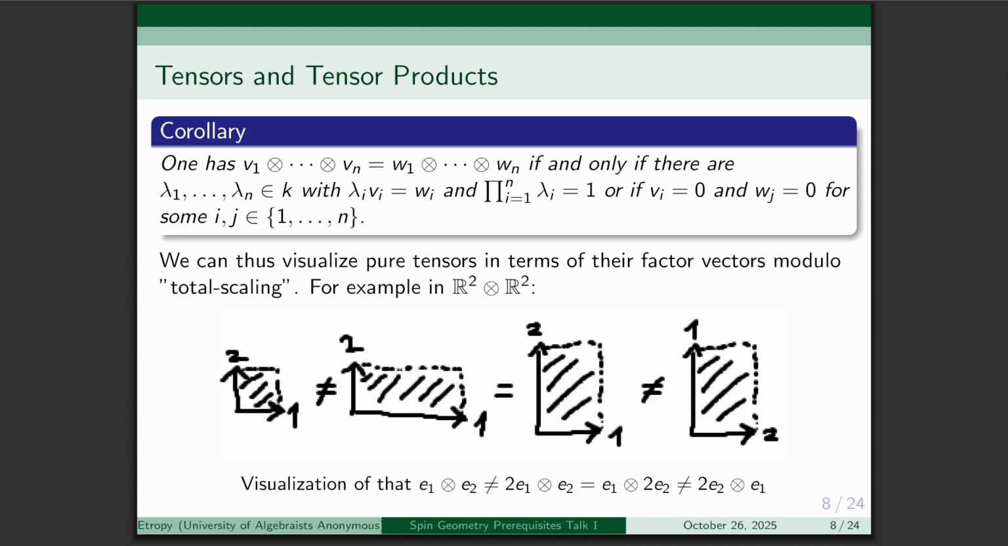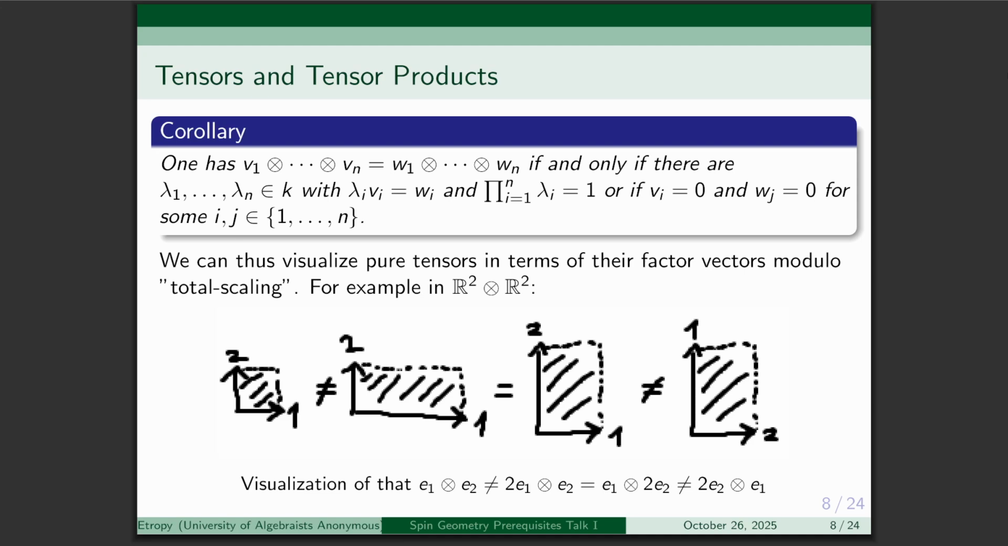So with 2 factors, we have 2 options. With 3 factors, we have 6, because that's the number of ways to order 3 vectors. In general, with d factors, we'll have d factorial options, which is quite a large amount. So there's really a lot of redundant information here. But this is one way you can nonetheless visualize pure tensors. You have to be careful.